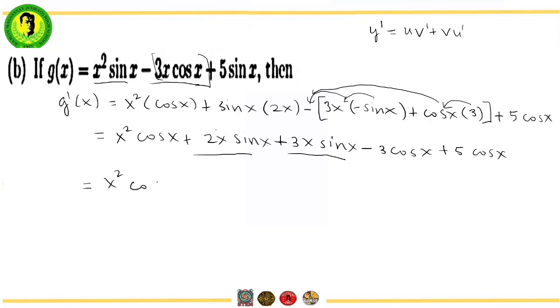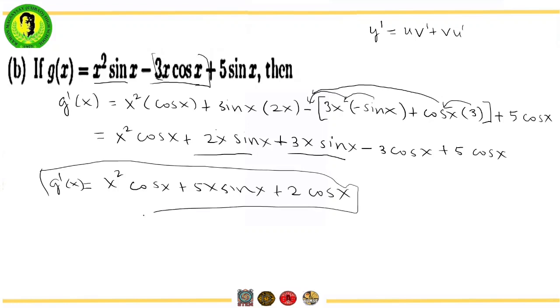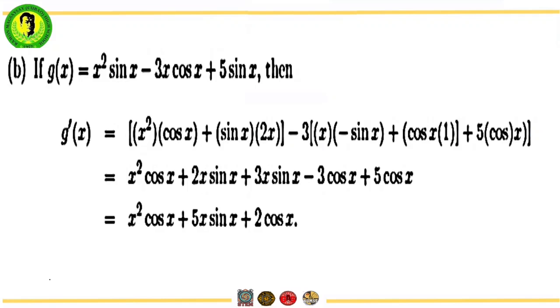Let's write the final derivative. So g prime of x is equal to x squared cosine x, then 2x plus 3x is 5x sine x, then negative 3 cosine x plus 5 cosine x is plus 2 cosine x. So this will be the final, simplified derivative. Okay, question? So that is my last example for trigonometric functions.